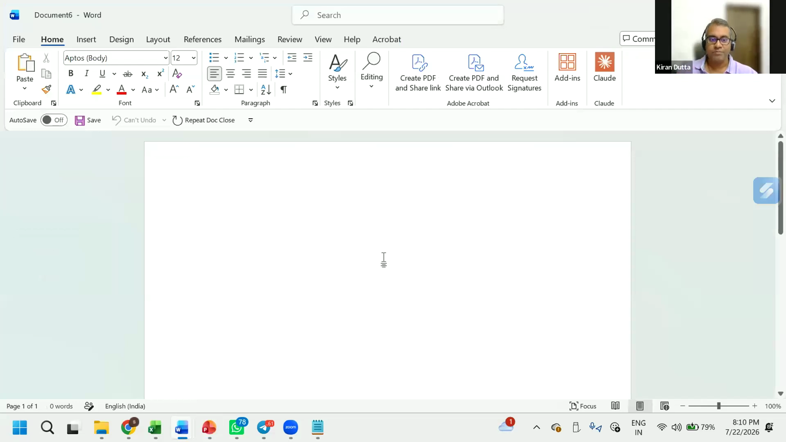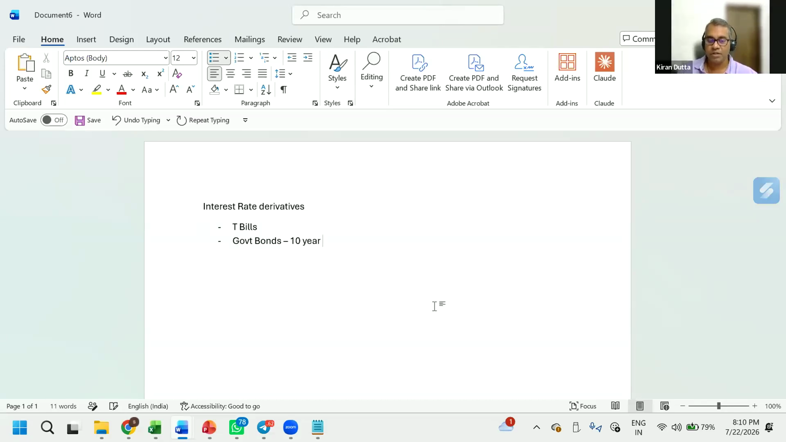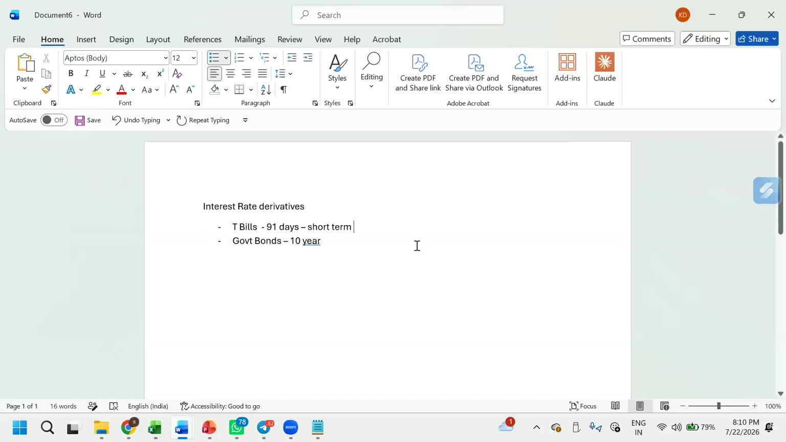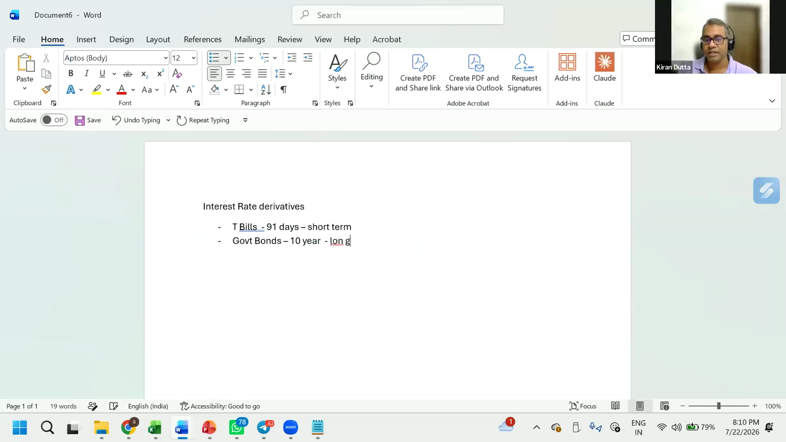Don't worry. Primarily, let me repeat what was just said. In interest rate derivatives, we will focus on two primary instruments, which are T-bills and then government bonds. Government bonds are 10-year, and T-bills are what? Short term, right, guys? 91 days. T-bills are short term, and then G-Secs are long term. These are the two instruments. Let's not get into the specifics, coupon, etc. We'll study that in chapters 1 and 2, just on the basics part.